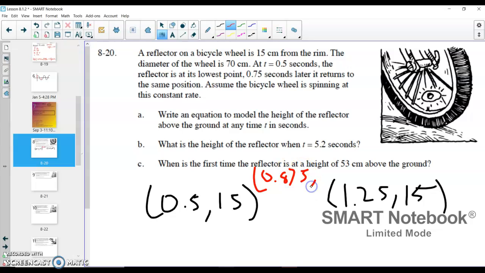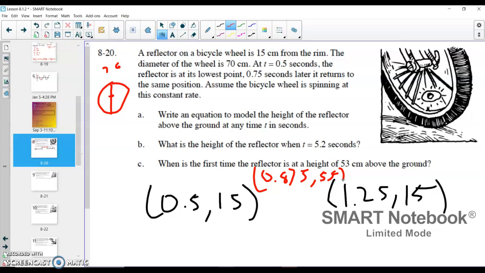0.875, comma, and now the high point is kind of weird because the highest point of the tire is at 70 centimeters. If we think about it, I'll draw another terrible tire in here. The highest point of it is at 70 centimeters right here, but the reflector is 15 centimeters less than that, which would put me at a height of then 55 and not 70.